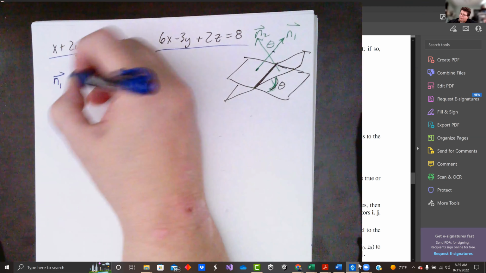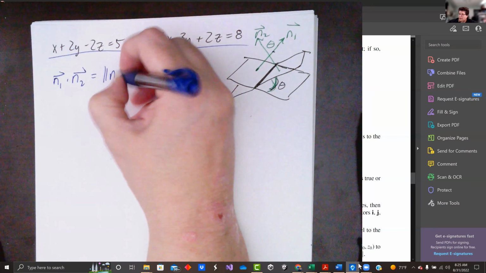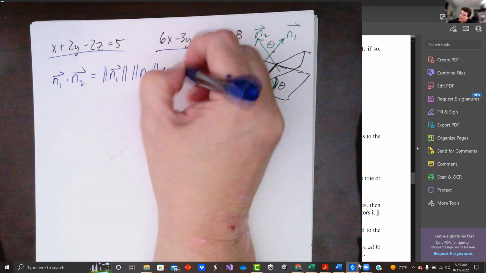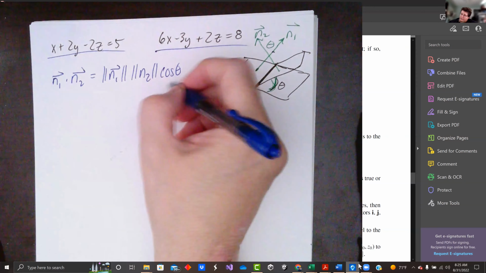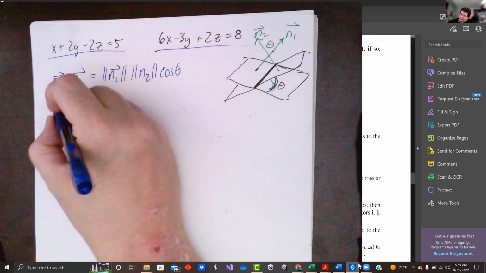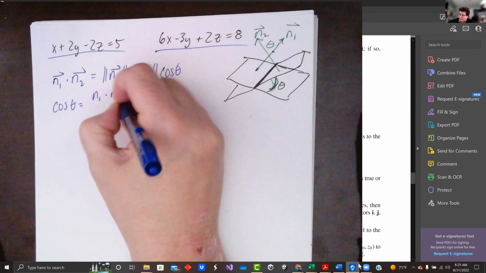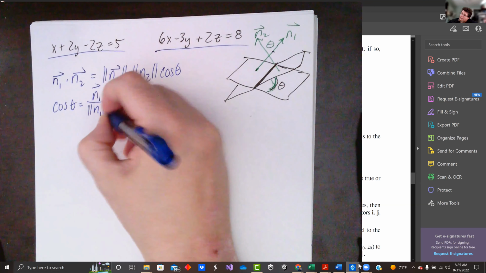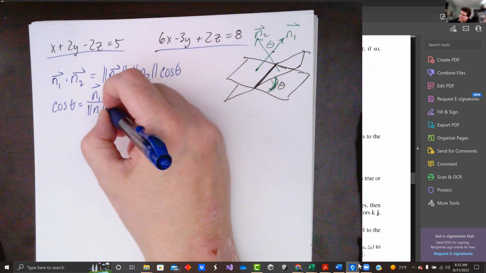Two forms of the dot product. We've got magnitude of n1, magnitude of n2, cosine theta. And since we're looking for theta, we're just going to divide by the magnitudes. So we get cosine theta equals n1 dot n2 over magnitude of n1, magnitude of n2. There's not enough lines there.